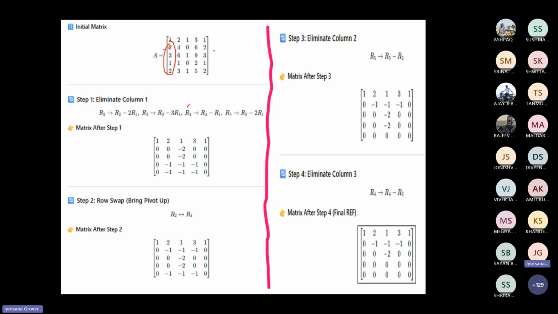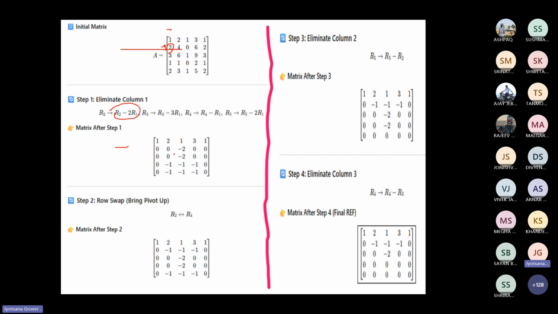This is row 2. So you say row 2 minus 2R1. What operation will you apply to make it 0? This is 2, right? So R2 is R2 minus 2R1. If you do it, only then you'll get 0. So you get 2 minus 2 is 0. 4 minus 2 into 2 is 0, because this is 4 minus 4.